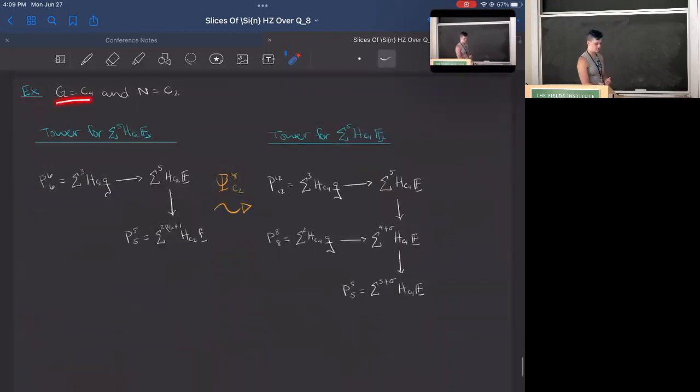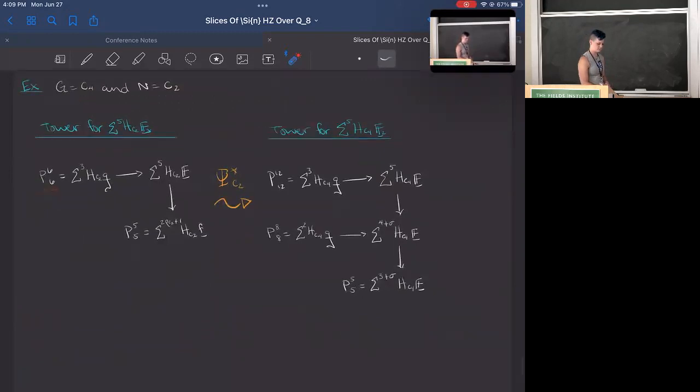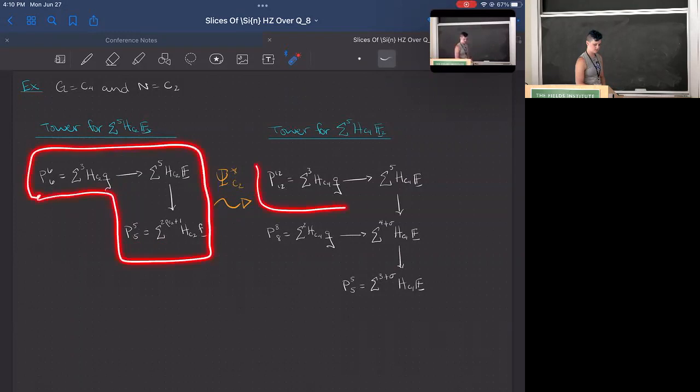So how about G equal to C4 and N equal to C2? Now let's take the tower for sigma 5 HC2 F2. This spectrum has a 6 slice, sigma 3 HC2G, and a 5 slice, the rho C2 plus 1 suspension of HC2 little f. Now if we apply psi star, this co-fiber sequence becomes this co-fiber sequence. It gives us the upper half of our tower.